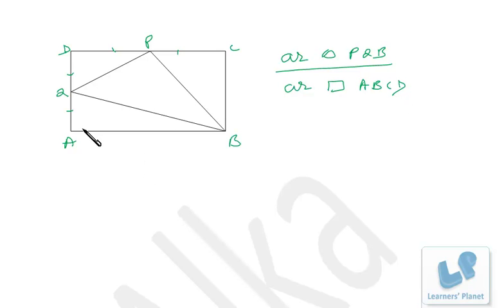See what you can do. You can assume the length and breadth to be anything. Suppose it is 2L and it is 2B. Right? So the area of the rectangle is what?